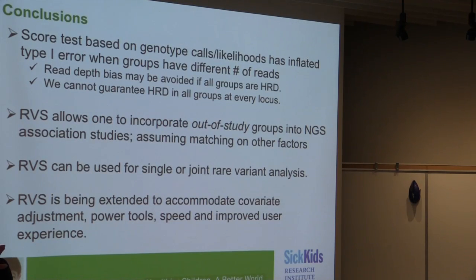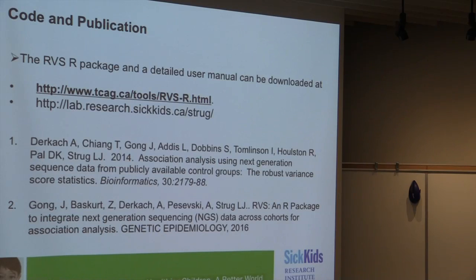So we still need good study designs. We can use it for single or rare variant analysis. And right now, the group is extending it to accommodate covariate adjustment. We're also creating power tools. So we want to be able to say, what if I were to use 1,000 out-of-study controls at low read depth, and I do a few controls in my own sample and a few cases, what kind of power would that be versus cost benefit? So we're creating some tools now to be able to do that as well with our simulator. And of course, there's the speed. So you can find the package on the TCAG website or on my website. And here are some of the references for the work.